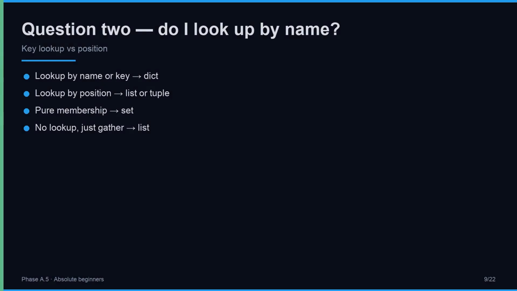Second question, how do I find a value? If you find it by name or key, find a name as phone number, you want a dictionary. The key points directly to the value. If you find it by position, give me the 3rd item, you want a list or a tuple. If you only ask whether something belongs, never which one, a set is enough. The shape of your lookup points to the right type.